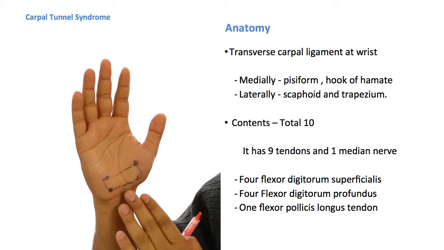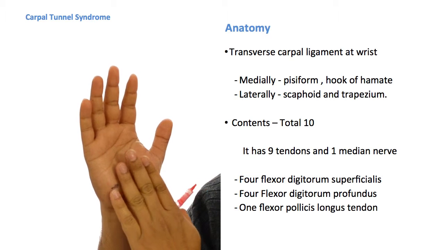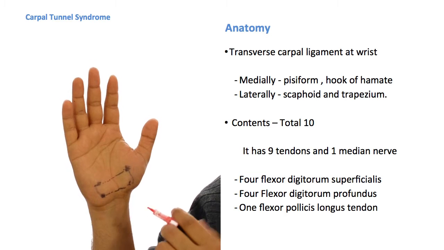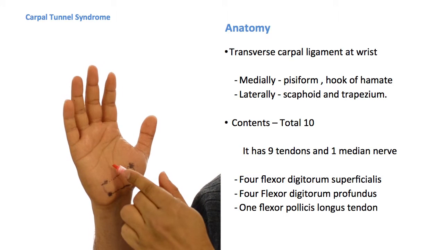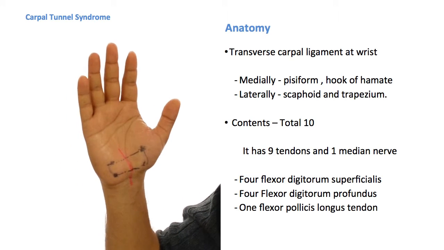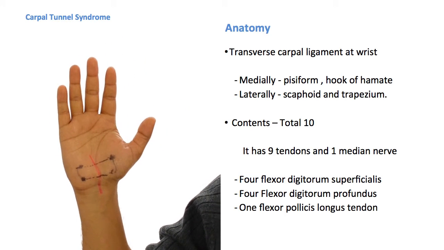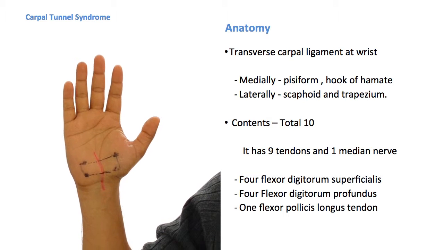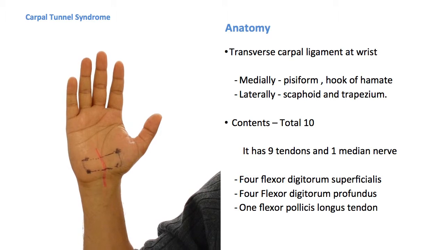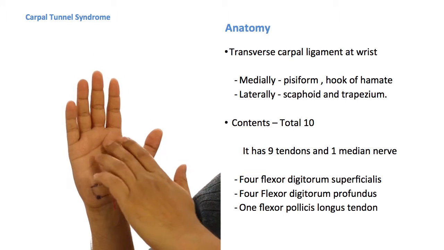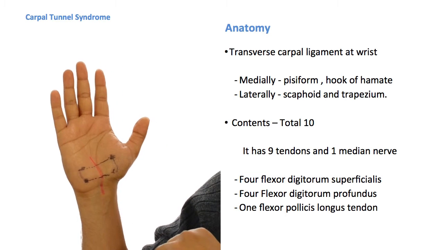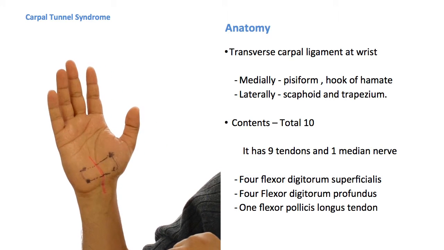So underneath there are 9 tendons and 1 median nerve. So overall there are 10 contents. The median nerve is roughly around in this area. The tendons are 9 tendons. There are 4 tendons of flexor digitorum superficialis, which cause the flexion at the MCPJ, and also there are 4 tendons of FDP and 1 flexor pollicis longus.